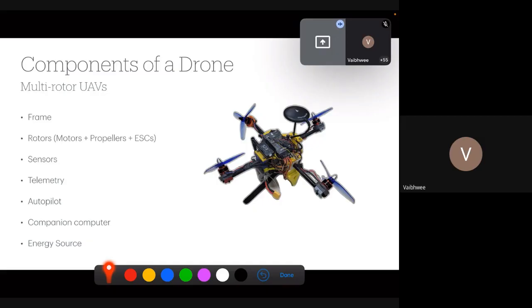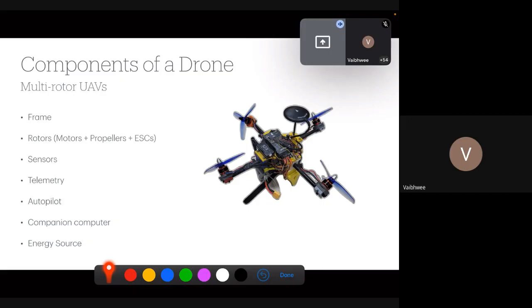The primary components are the frame, which defines the vehicle, whether it's going to be a fixed wing, a helicopter, a quad rotor, or a hexacopter. Hexacopter means it has multiple rotors, basically 6 rotors, or whether it's going to be a flapping wing and so on. So the frame is decided based on the application.